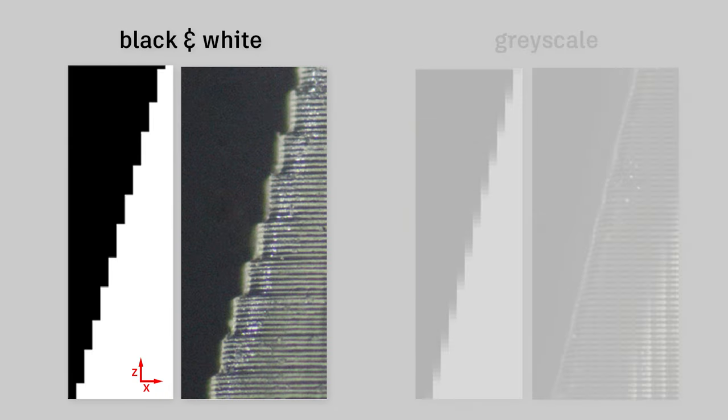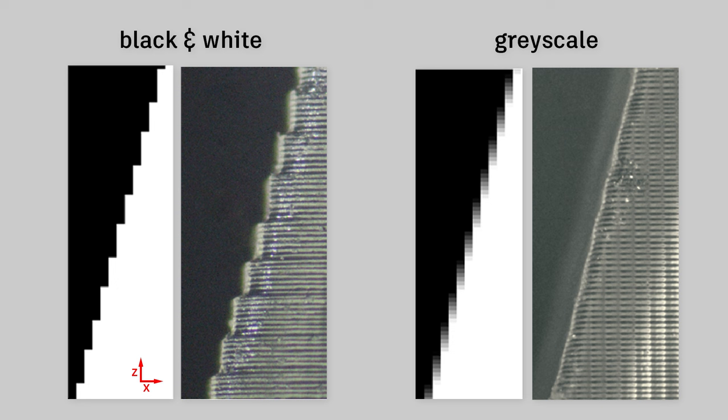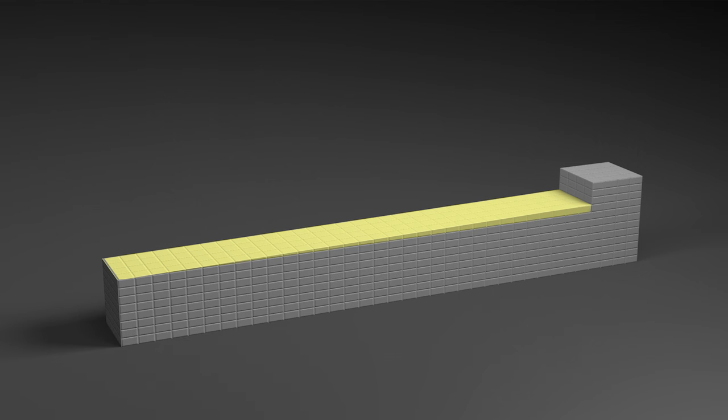Printing a slope of 75 degrees with just black and white pixels results in a stair step pattern, because for every 7 or 8 25 micron thick Z layers, there is one 50 micron step over in the X direction. However, if we use grayscale, we get a finer resolution and we get a much flatter slope. This also works with shallow horizontal slopes.